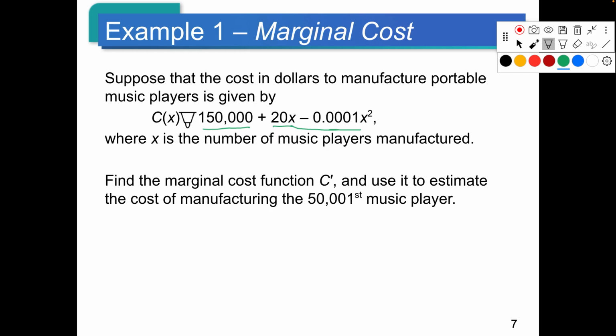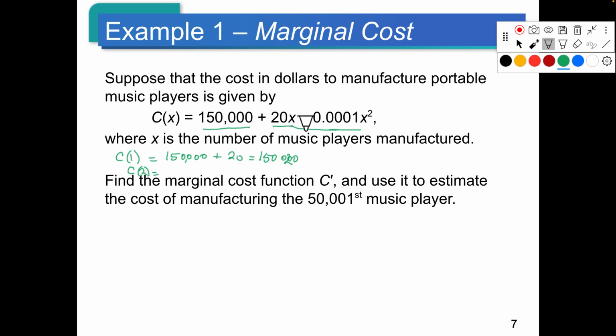So the thought is, if I produce one, I've got this big cost here. It's going to cost about 150, in fact, let's go ahead and do that. So the cost of one would be about 150,000 plus 20. 20 times 1 is still 20. I'm going to leave this last part off because it will be so small that it rounds off. It's not even a penny. So to produce the first one is about 150,020.